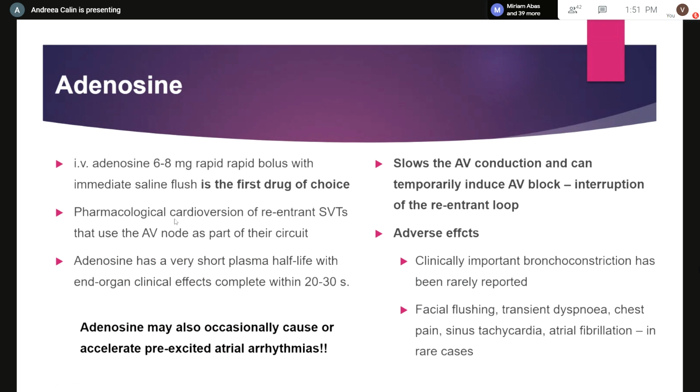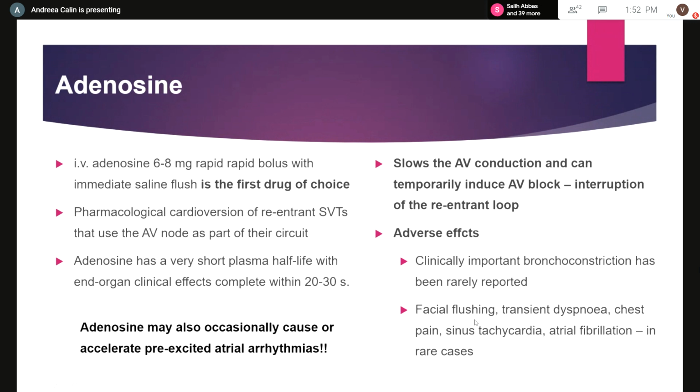It can provoke pharmacological cardioversion of reentrant SVTs that use the AV node as part of their circuit, and it has a very short plasma half-life, and the end organ clinical effects complete within 20 to 30 seconds. This drug slows the AV conduction and can provoke an AV block and the interruption of the reentrant loop. As adverse effects, it can provoke bronchoconstriction in some patients, and it should be avoided in patients with asthma.